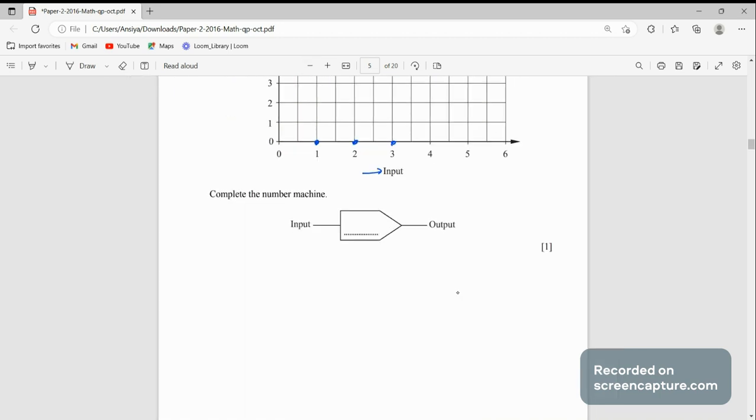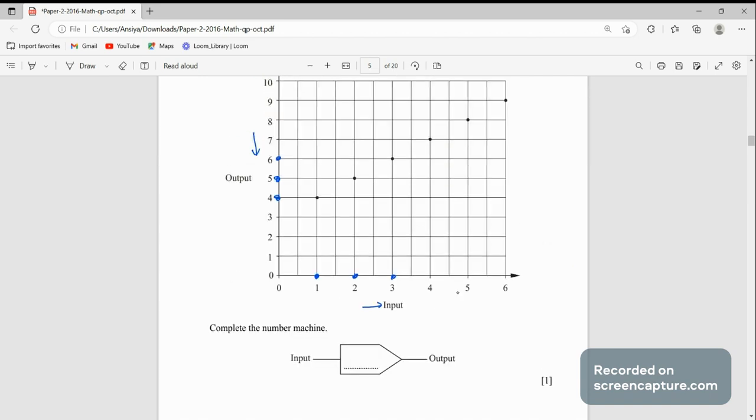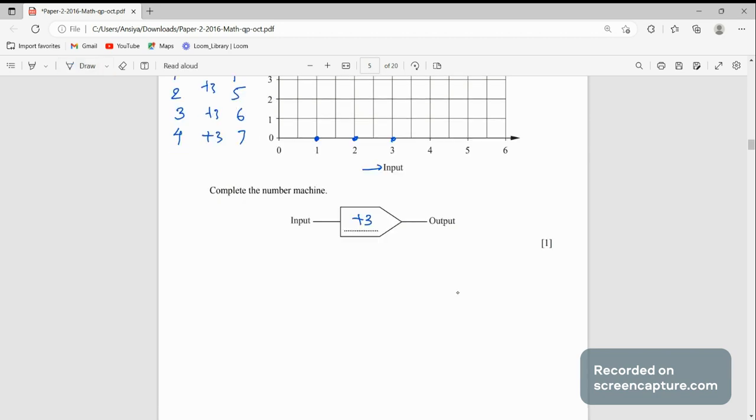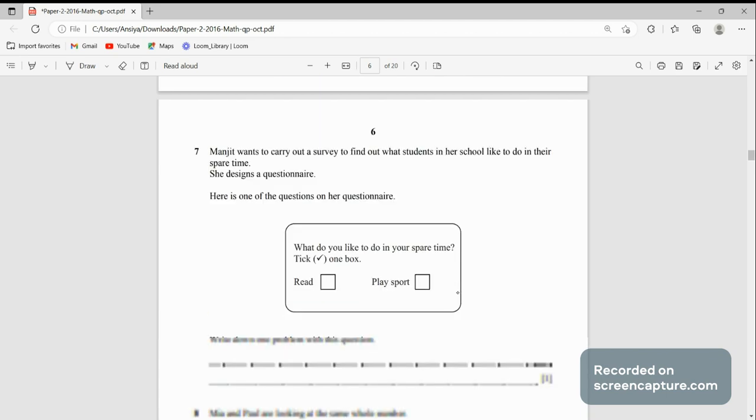Complete the number machine. So based on these values, we need to complete it. So input and then output, and in between, what is happening? It is like a number chain. If we give the input 1, that becomes 4. It is like a number sequence. If we give 2, that becomes 5. If the input is 3, we get 6. If the input is 4, we get 7. So what is happening here? Addition of 3 is happening in all of them. So here we are supposed to write plus 3. It is like a sequence or term to term rule, we can connect it with all that.